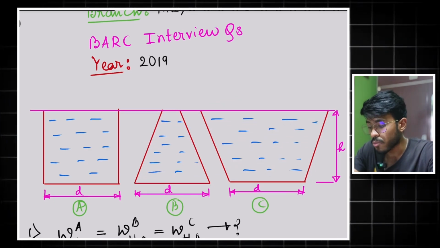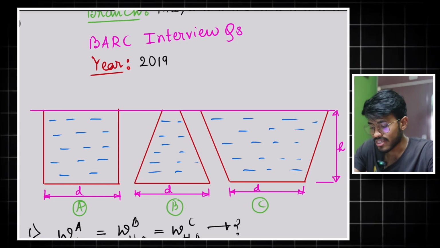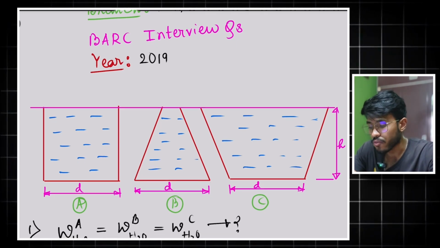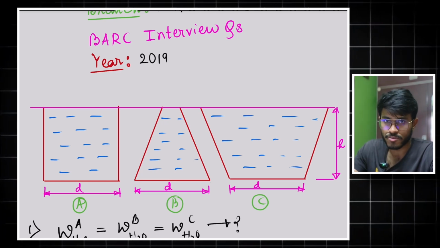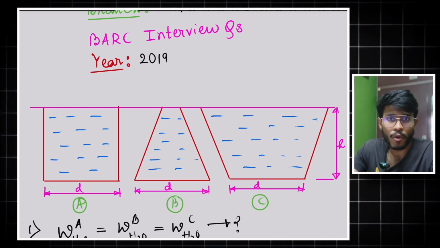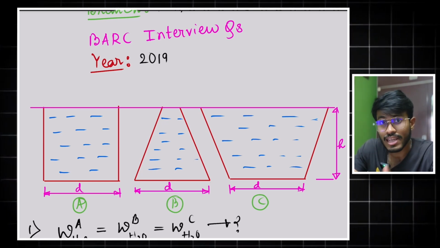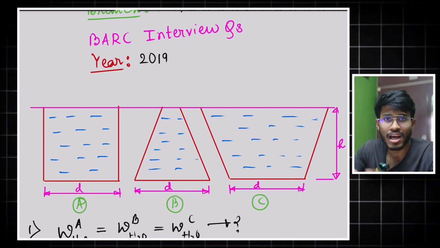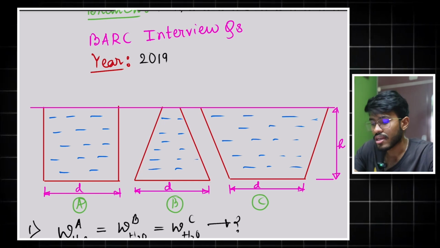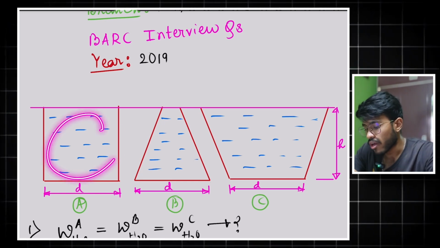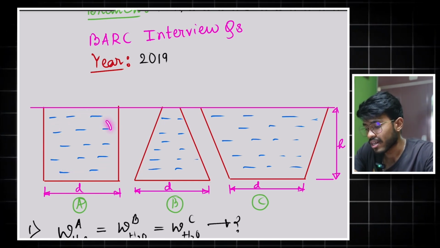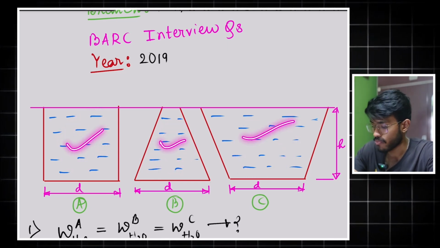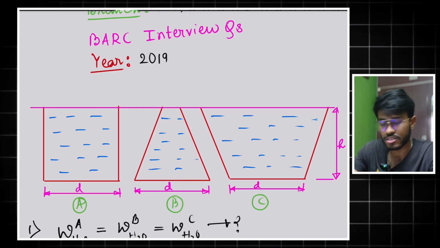So the first and foremost basic question is: are the weights of water in each tank the same or not? Take your time, pause the video, answer each question, and then look for the solution and match with your answer. Obviously, the answer is no, because the reason is very simple: we have the same water in all three tanks, but the volumes of these tanks are not the same. That means the weights of water will not be the same.